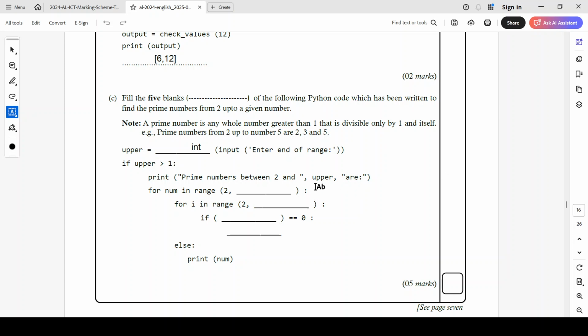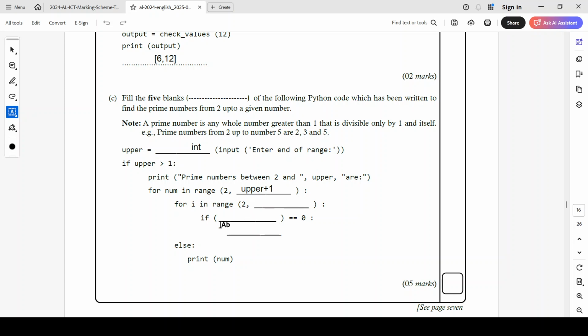And for num in range, so they are asking for the range. What is the range to store to the num? 2 up to upper. When the user gives upper, we want to add the 1. That's why we can get the range, because in the end it will subtract the 1, right?